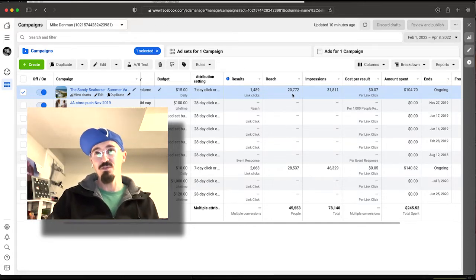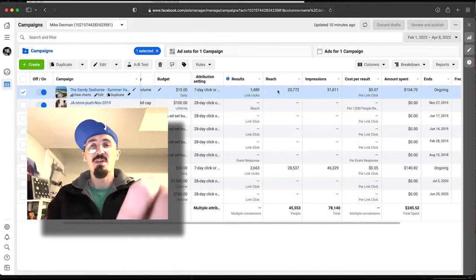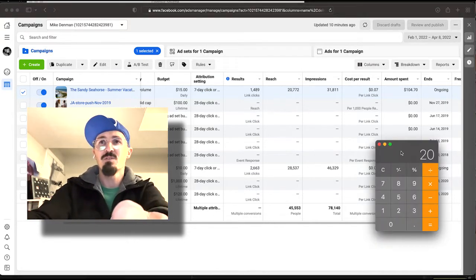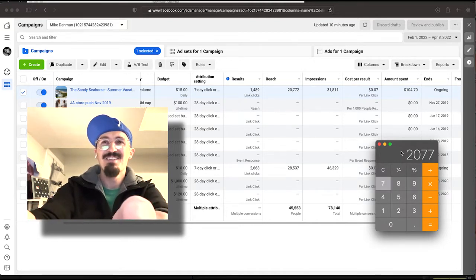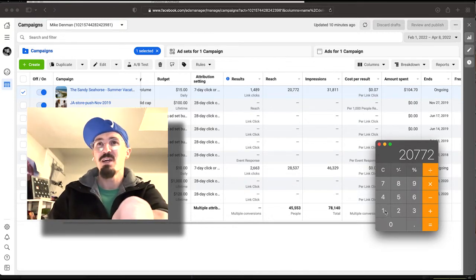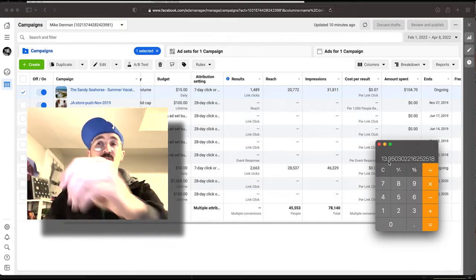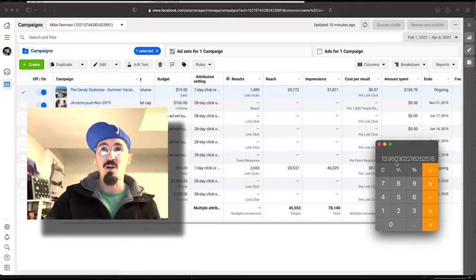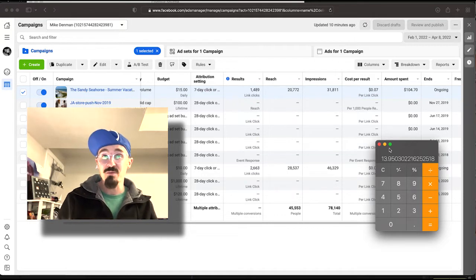So we have then results of 20,000, and out of that, almost 1,500. So if I look at my calculator, we look at 20,772, divide that by 1489. Okay, so roughly 13.95, so 14% essentially are converting over to clicks. So we usually see up to 20% of people who are shown something then actually click.